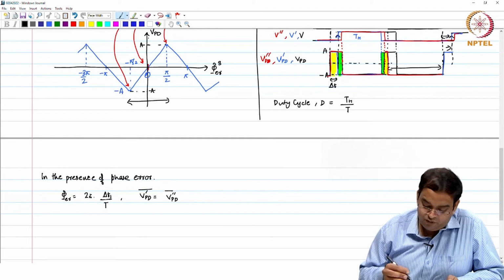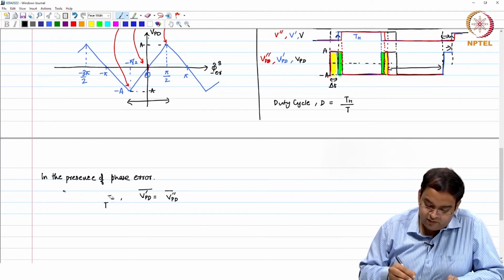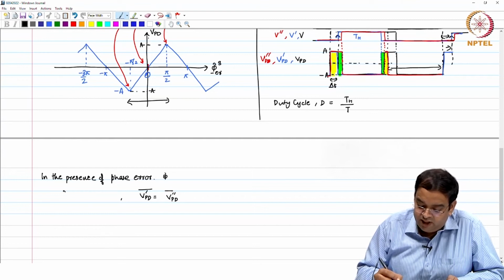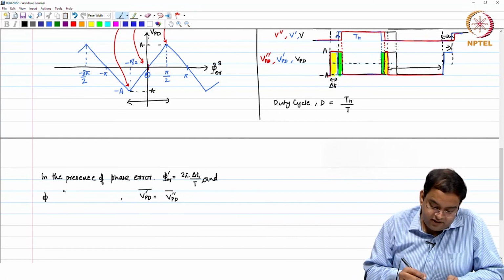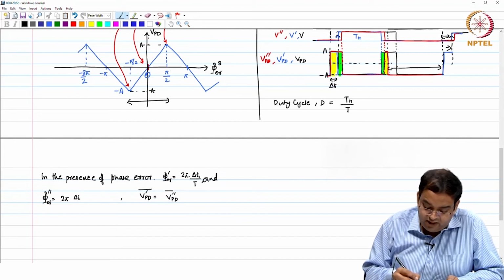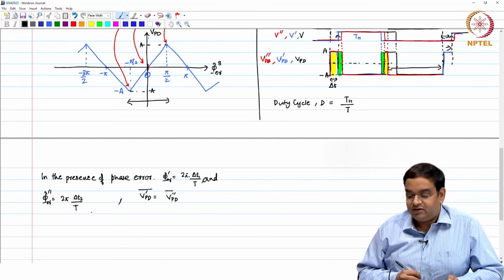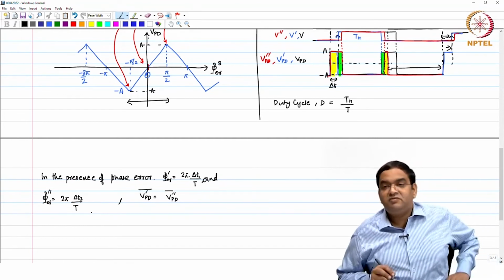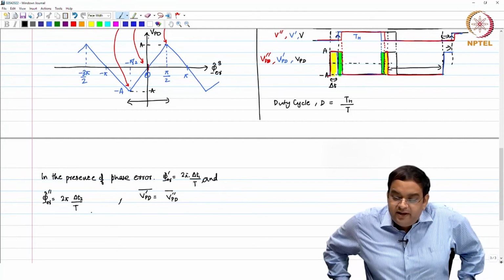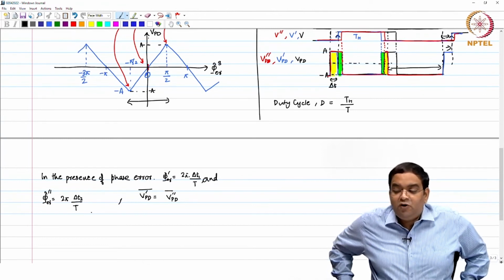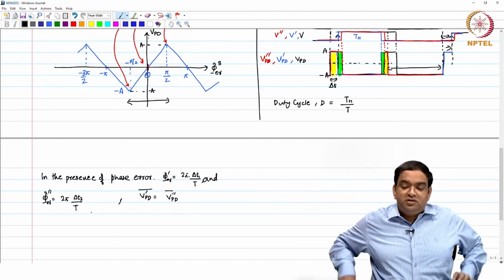So, here actually you have two phase errors. In the presence of phase error 1, phi error dash equal to 2 pi times delta T1 by T, and phase error double dash, which is, do not think this double dash as a derivative, I am just using this for different sign, delta T2 by T. What you have is V_PD dash average is same as V_PD double dash average, and this you can easily relate by looking at the area under the curve when the output is high and when the output is low. Okay. So, this is going to happen.